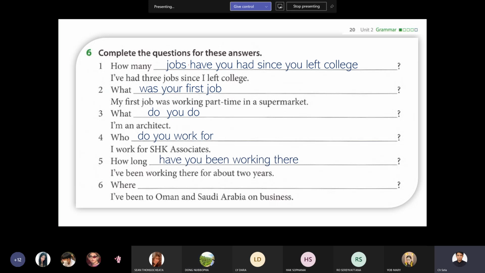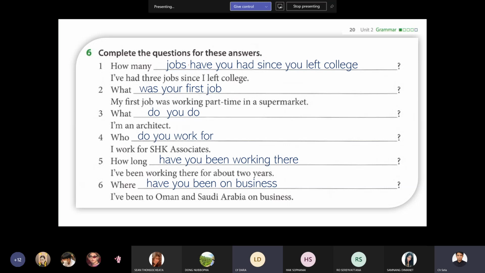Number six, Manait. Where have you been? Where have you been on business? All right. Okay, so now for Dara, I want you to read the questions, and Manik, I want you to read the answer, please.